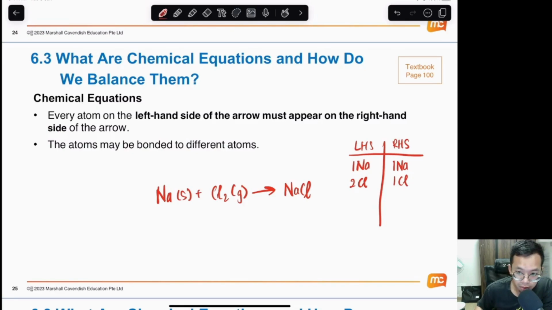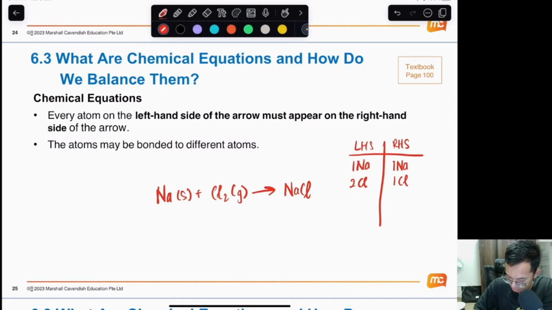Alright, so which one is not balanced? It's your chlorine. So I need to times 2 here, right? But if I were to times 2 here, I need to times 2 on sodium as well. But now my chlorine is balanced, but my sodium atom is not balanced. So what do I need to do? I need to times 2 here to make sure that all the sodium atoms on the left hand side equal the right hand side.